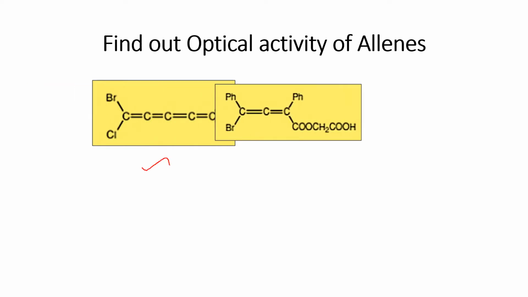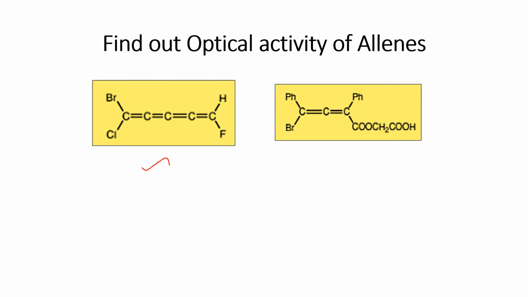And see the next compound. Here 1 and 2, two double bonds are there. So an even number of double bonds. See the substituents on the carbon atom, two different substituents. Here also two different substituents. So this is also optically active.